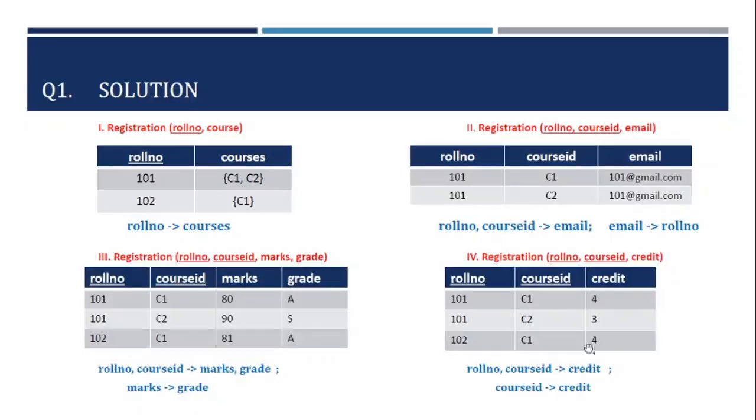So let us consider the fourth schema. So here we have roll number, course ID and credit. So credit depends only on the course ID. It doesn't depend on roll number.